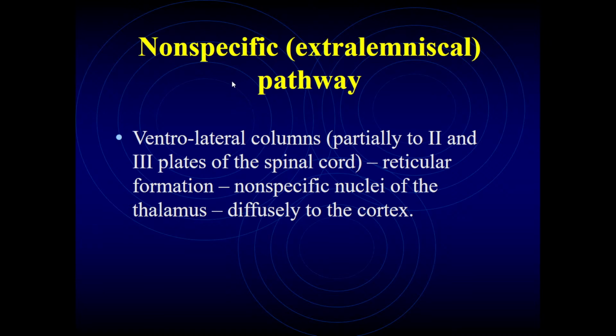The second pathway is the non-specific or extralemniscal pathway. Impulses are sent along the ventrolateral columns, partially to the second and third laminae of the spinal cord, to the reticular formation of the brainstem, then to the non-specific nuclei of the thalamus, and finally impulses are sent diffusely to the cortex.